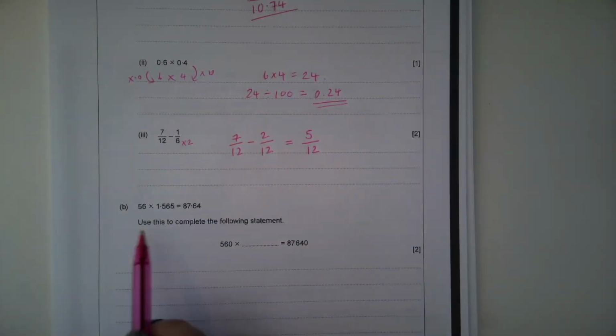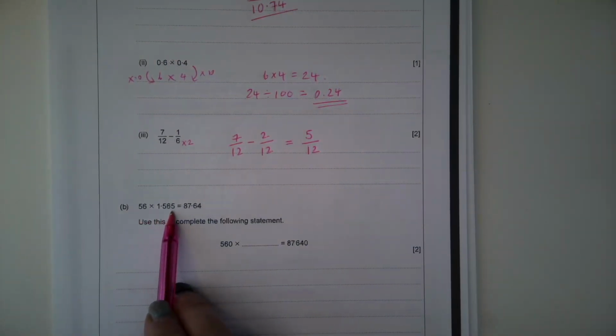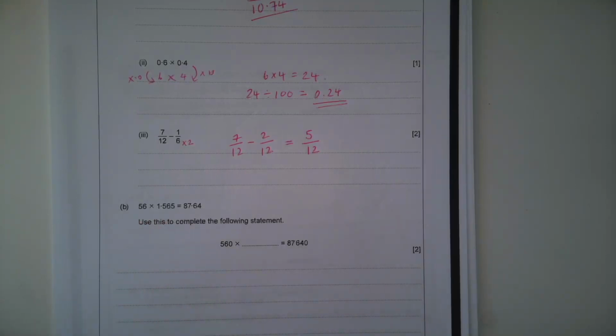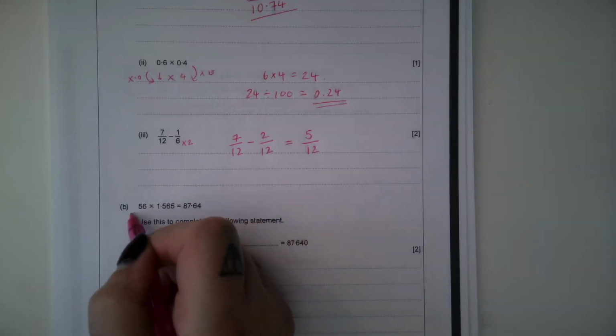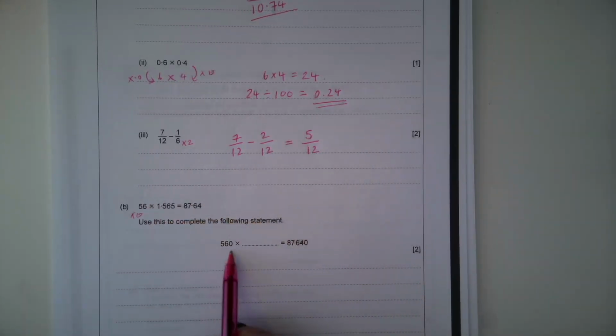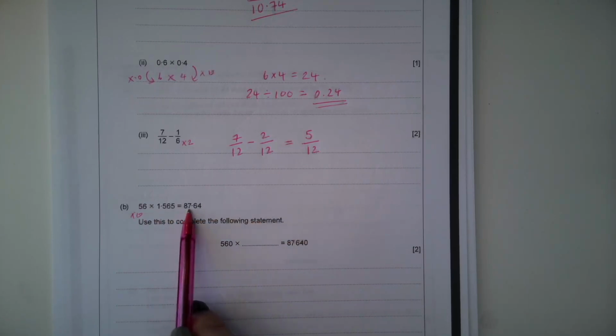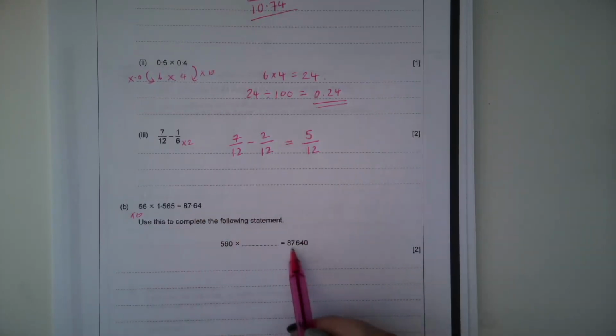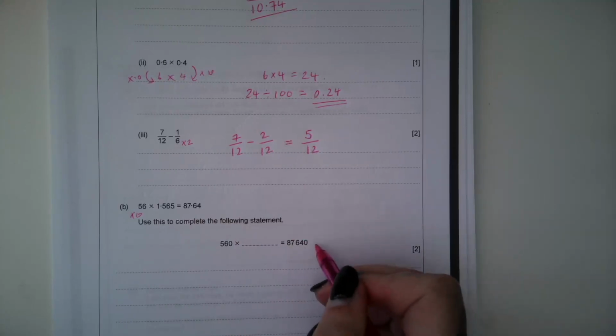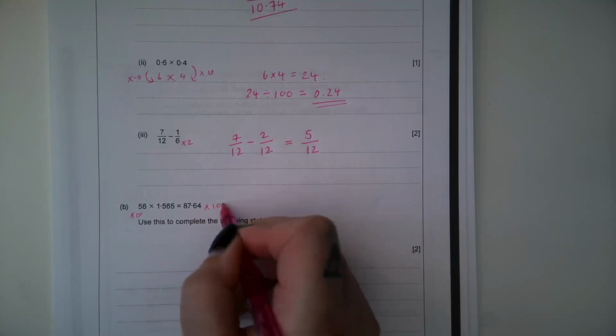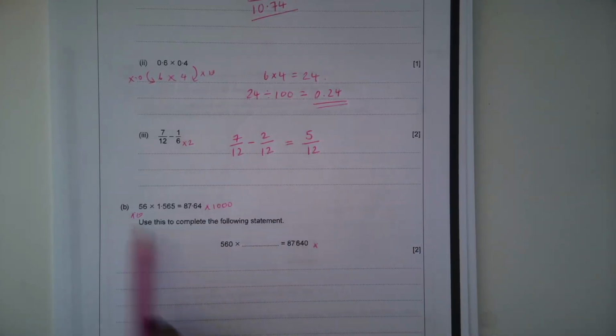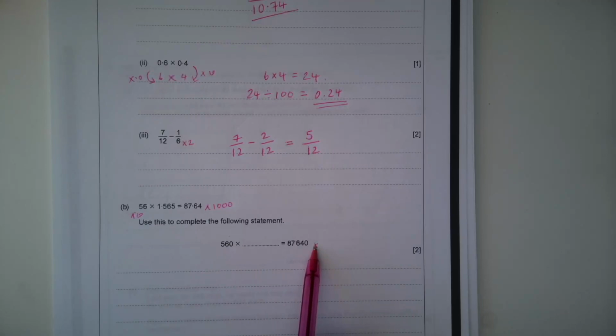Part B. 56 multiplied by 1.565 equals 87.64. Use this to complete the following statement. So I'm going to compare this calculation to this one. The 56 has been times by 10 to make 560, and the 87.64 has become 87,640. So that's been multiplied by 1,000. So this has been multiplied by 10. The answer has been multiplied by 1,000.